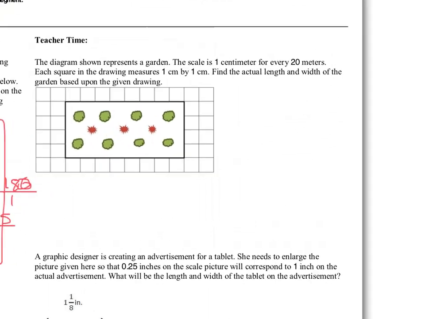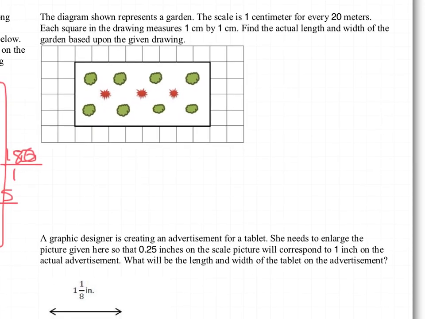So coming over here, we have a diagram below. It shows a garden. Each square that is on here is 1 centimeter by 1 centimeter, so you should be able to measure out the length in centimeters on the drawing by counting out your number of centimeters. And it tells us that 1 centimeter is 20 meters long. So find the actual length and width of the garden based on the given drawing. And I'm actually going to have you guys do that independently on your own. So go ahead and pause the video for a moment and sort that out on your own.